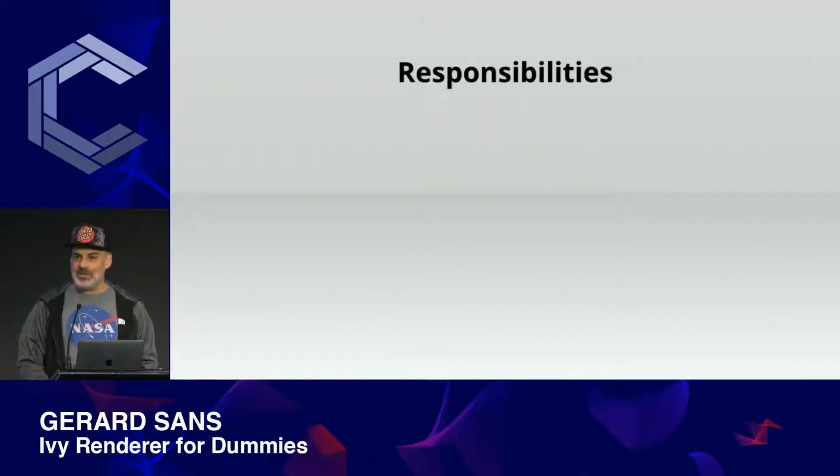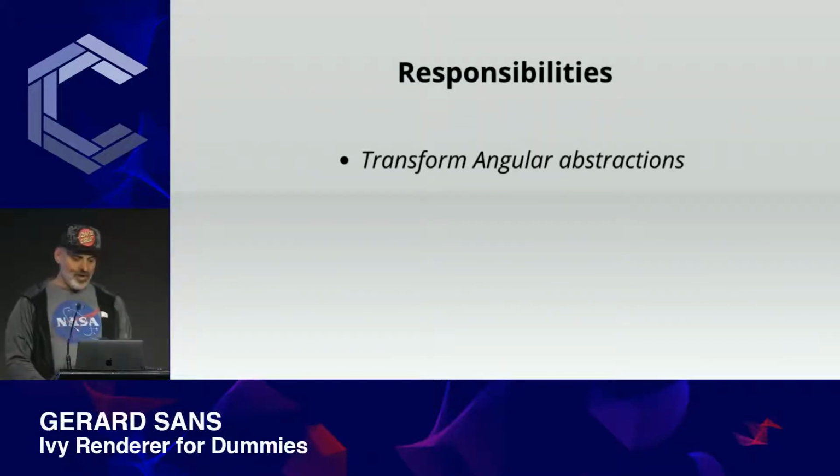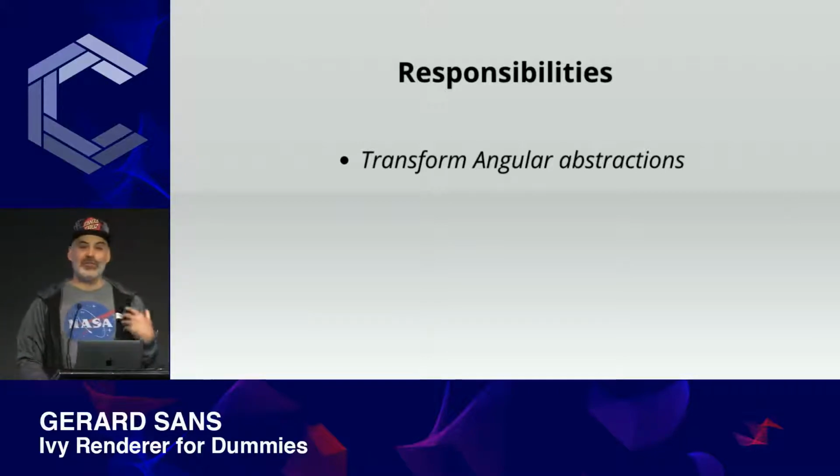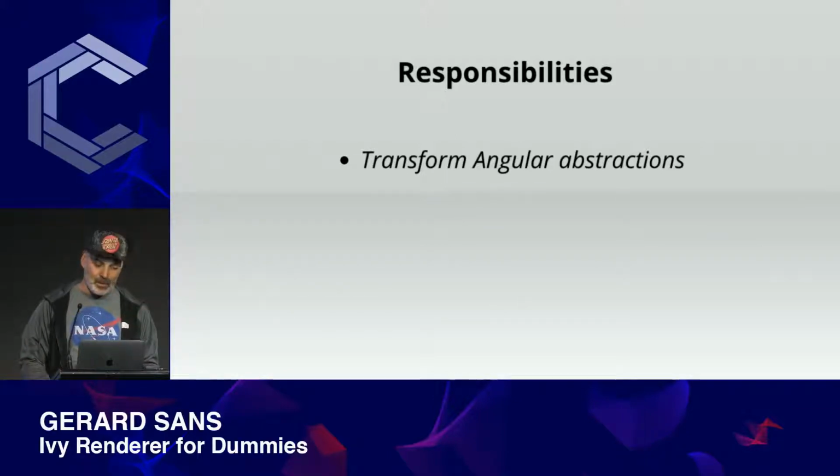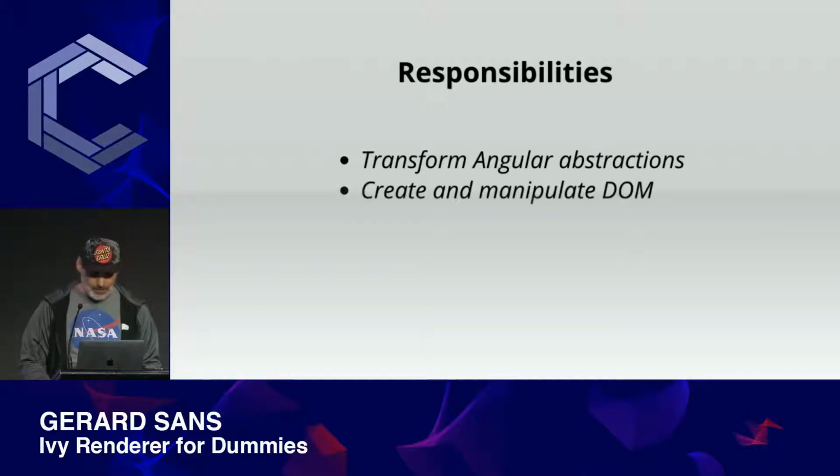We have a few responsibilities for the renderer. One is to transform the abstractions that we use in Angular into JavaScript. We don't want to be coding these abstractions by hand. So it's a job between the compiler and the renderer to transform those Angular abstractions that we know into code that is going to be run on the browser, as you were saying.